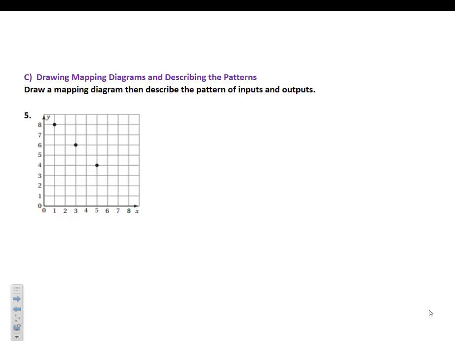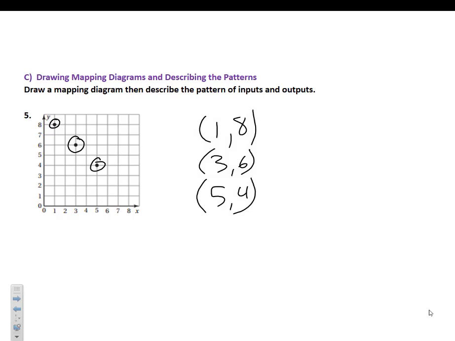So the first thing I'm going to do is look at this graph that has these ordered pairs plotted on it, and I'm going to make my ordered pairs. The first one I see right here is at 1, 8. So my first ordered pair is 1, 8. My second ordered pair is 3, 6. And my third ordered pair is 5, 4. So there are my ordered pairs. Now I'm going to draw my mapping diagram.